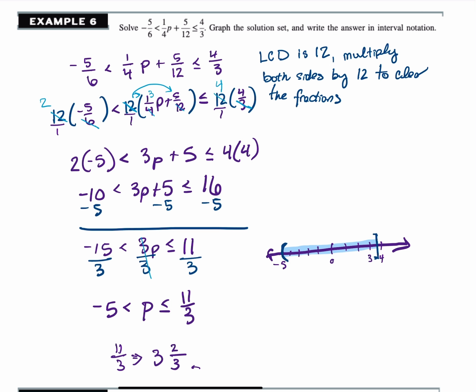And then in interval notation, it'll look similar. So starting at -5, going to, this time we'll just say 11/3, including 11/3. And that will be our solution.